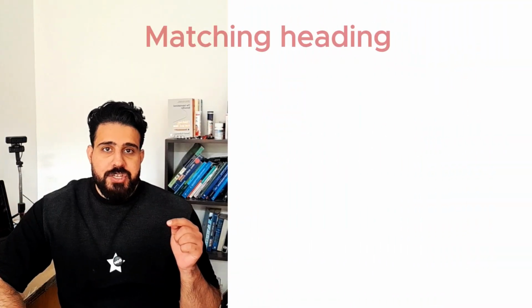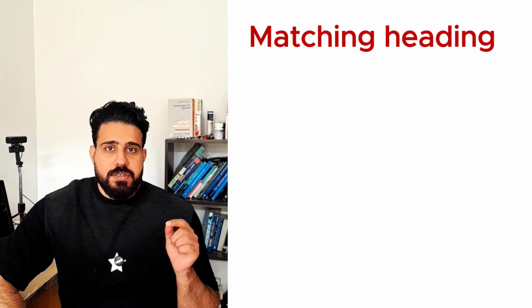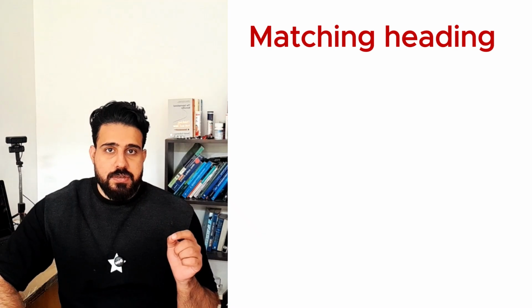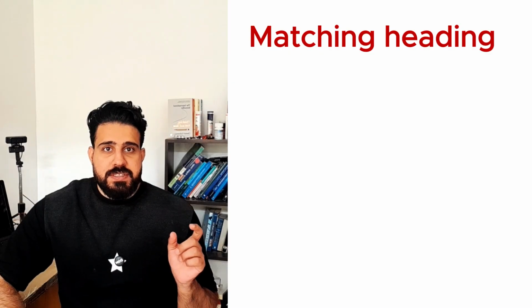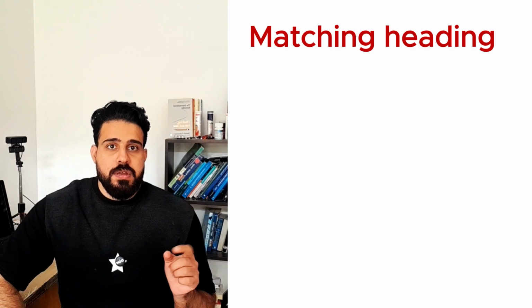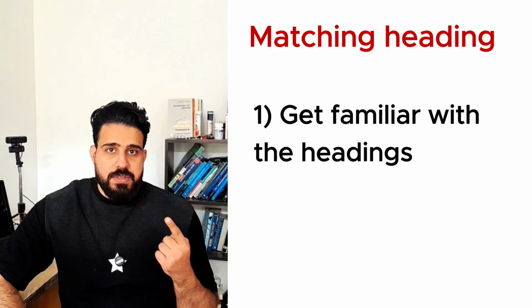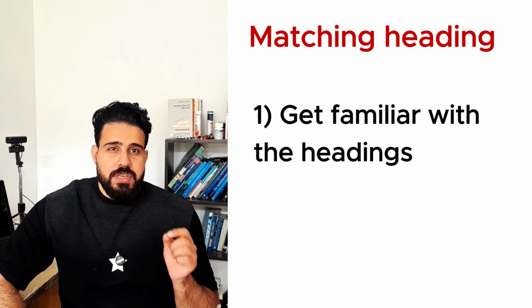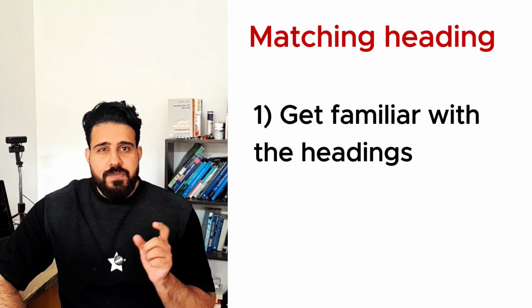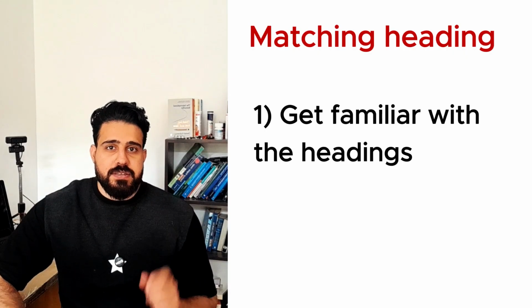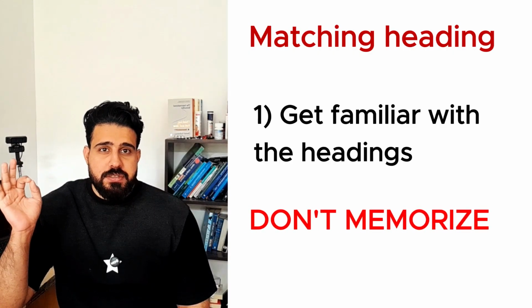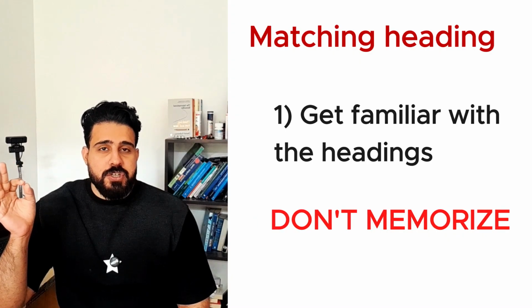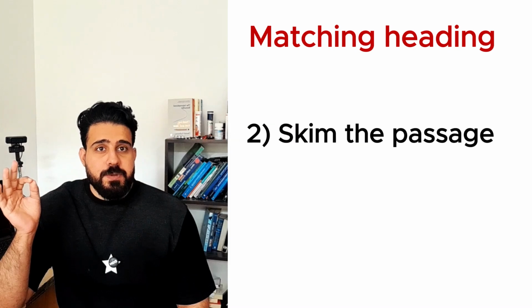Let's talk about matching headings. Easily one of the hardest question types in IELTS reading. But don't panic, I'm going to break it down for you in a really simple step-by-step way. Step 1, get familiar with the headings. Before you even read the passage, have a quick look at the list of headings. Don't overthink or memorize them, just try to get a general idea of what kinds of topics or ideas they mention.